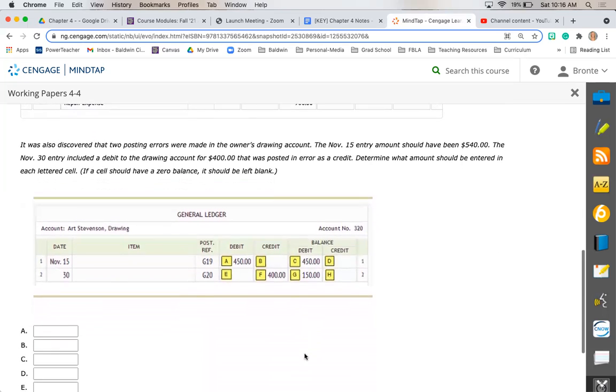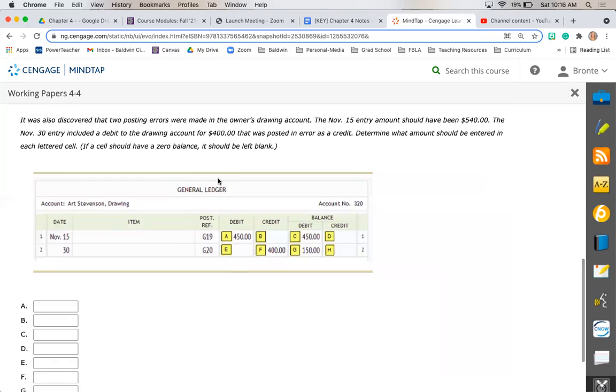It also was discovered that 2 posting errors were made to the owner's drawing account. The November 15th entry should have been $540 instead of $450. And the November 30th entry should have included a debit to the drawing account for $400, not a credit. So it should be over here. We're going to have to determine what amount should be entered in each letter. And that's also going to change the dollar amount in our balance.